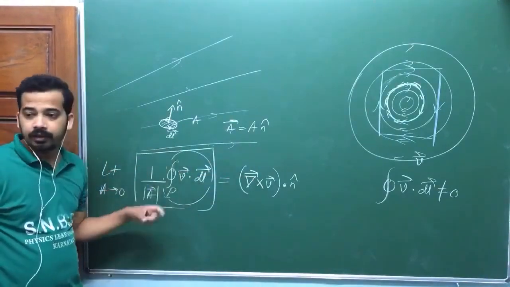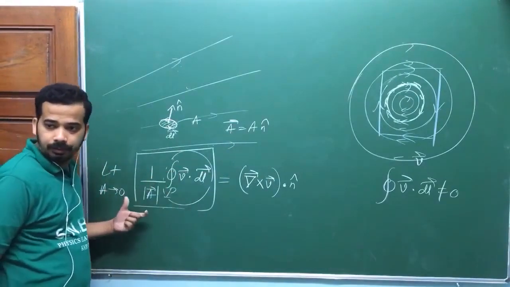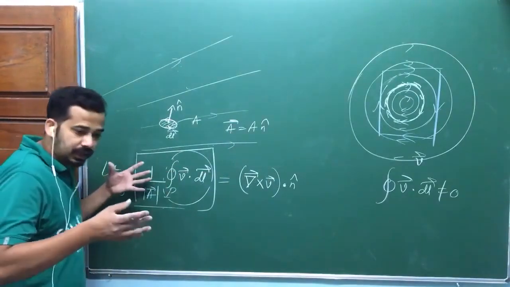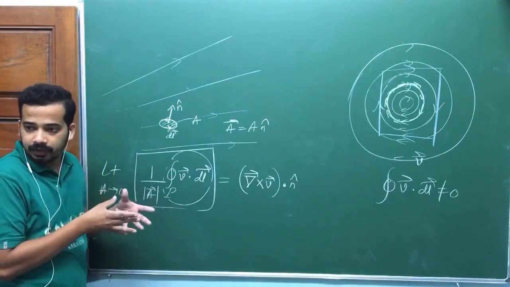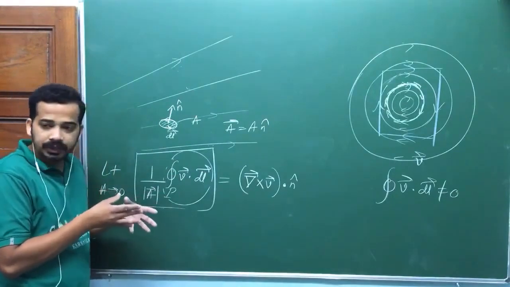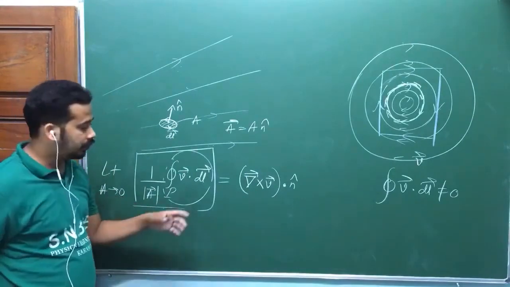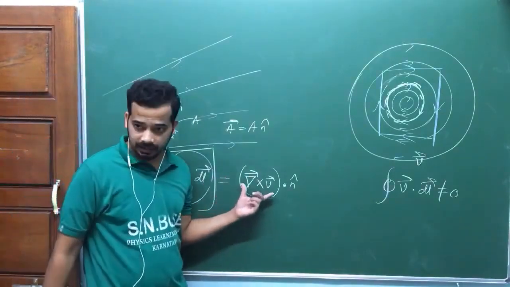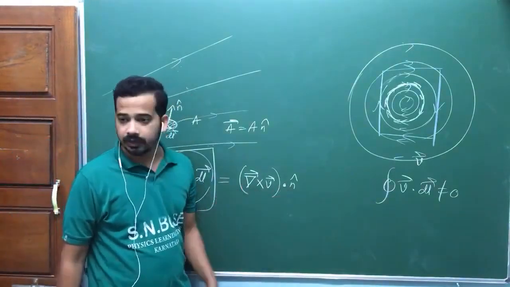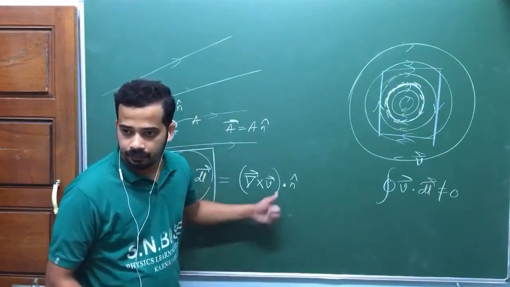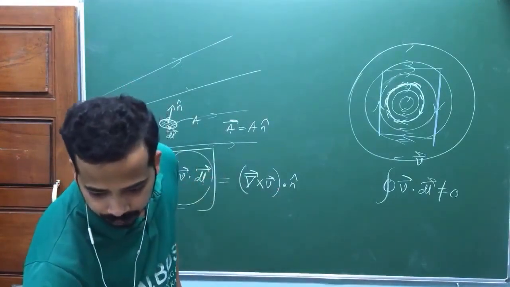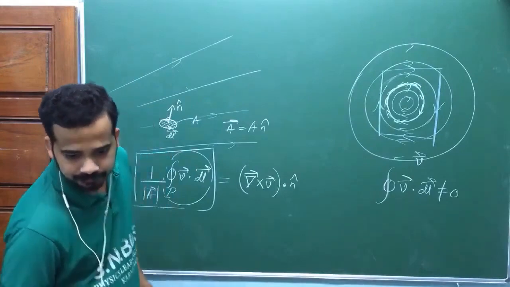Circulation per area, or closed line integral per area, when you make that area as small as possible, infinitesimal, then you can talk about a point in space. Am I right? And so that is equal to the curl taken at that point, dot product with n cap, where n cap is the unit vector. Yeah, speak out.